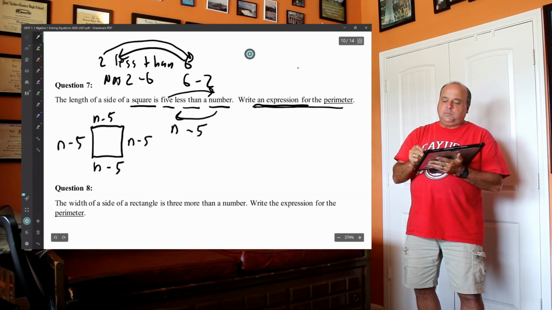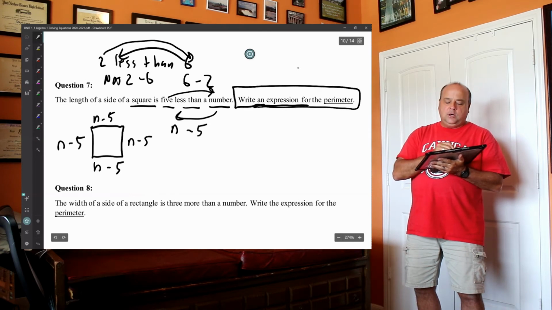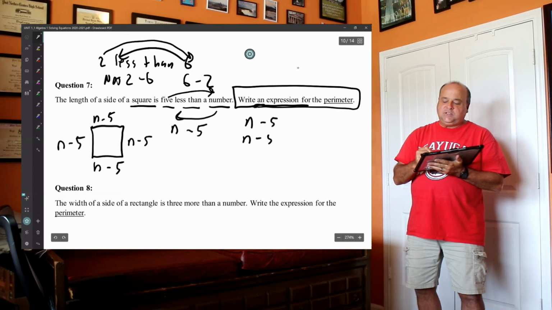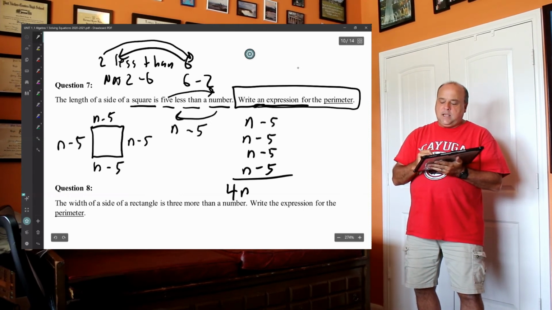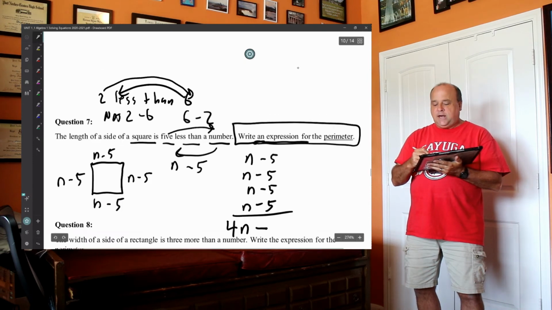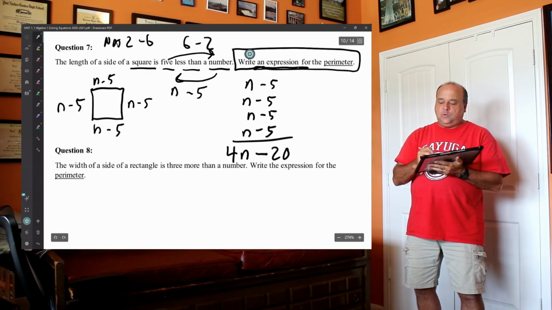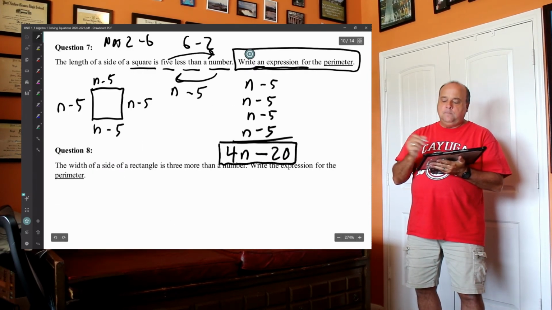Now then, write an expression for the perimeter. The perimeter is we're going to add all those edges up. This is what I would do. I would just stack them up. So n plus n plus n plus n, you got 4 n's, don't you? So 4n minus, and if you have 4 negative 5s, that's going to be a minus 20. That would be the perimeter.